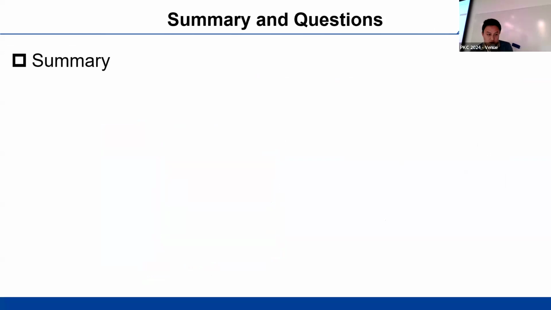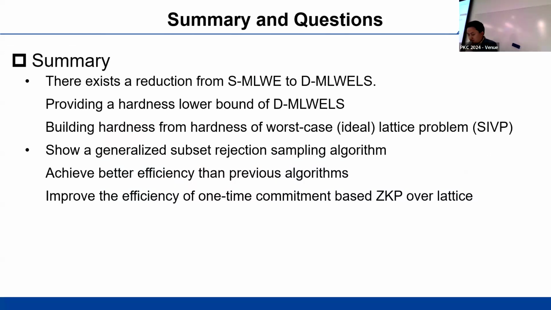Okay, so sorry for the delay. So let's summarize this talk. We show that there exists a reduction from search MLW to decision MLW-LS, which provides a hardness lower bound of the decision MLW-LS, and further reduces the hardness to the hardness of the worst-case ideal SVP problem. As an application, we propose a generalized subset rejection sampling algorithm that achieves better efficiency than previous algorithms, and thus improves the efficiency of one-time commitment based ZKP protocols.